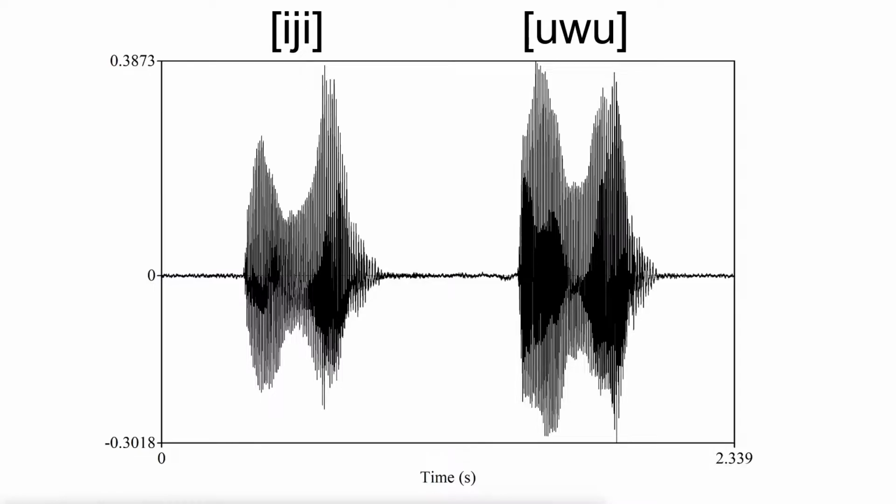So here are two utterances, ee and uwu. Start by looking at the waveform. One of the things we notice is that as we go from the vowel into the approximant and then into the vowel, the approximant has less energy. And this makes sense, right? We have more constriction, so less acoustic energy is getting through, more is getting absorbed along the way. So that's the first thing that we notice.